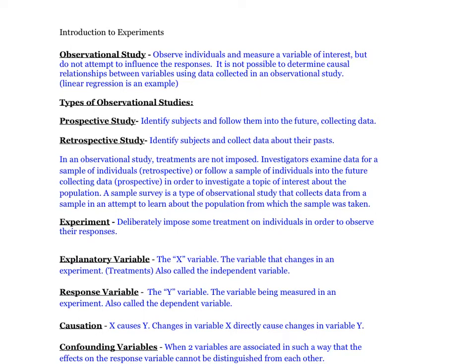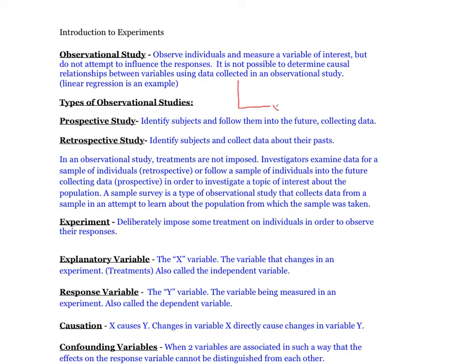Like take this medicine and your illness goes away, or take this medicine and your blood pressure decreases, etc. So that's the goal, to be able to prove that one thing causes another. Before that happens, we usually do what's called an observational study. And this is where we observe individuals and measure a variable of interest, but do not attempt to influence the responses. It's not possible to determine causal relationships between variables using data collected in an observational study. But an observational study is usually the first step before an experiment.